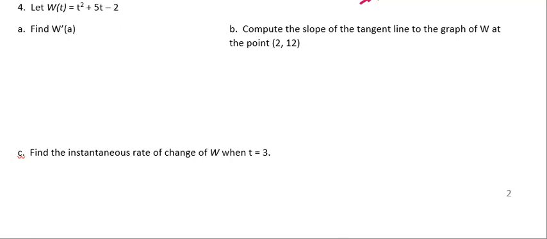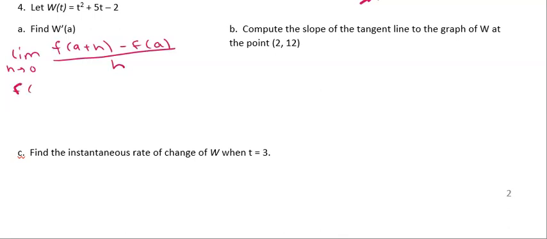So we can go back to our definition of a derivative, which we said was the limit as h approaches 0 of f of, now this time we don't have a value. We're not finding the derivative at 1 or 3 or 5. We're finding the derivative at a. So this will look like f of a plus h minus f of a all over h.